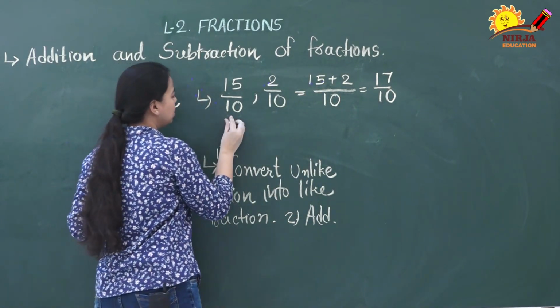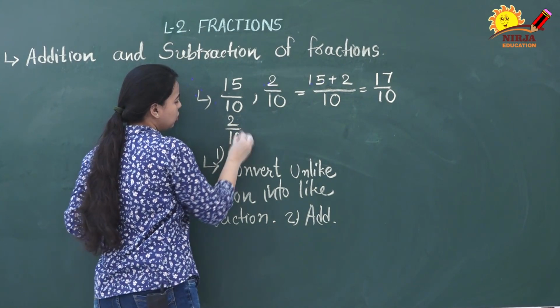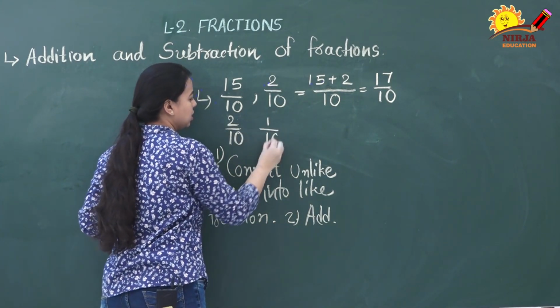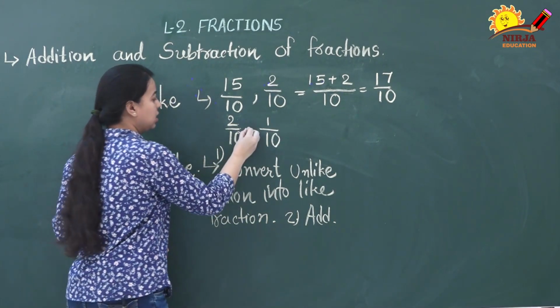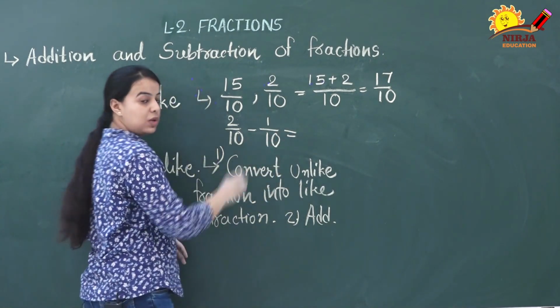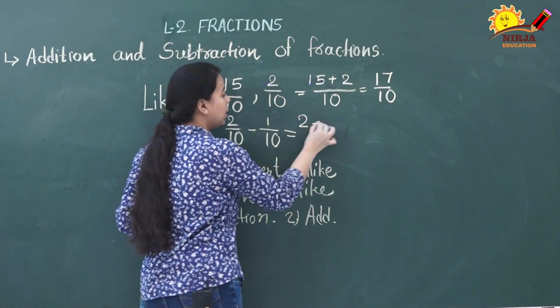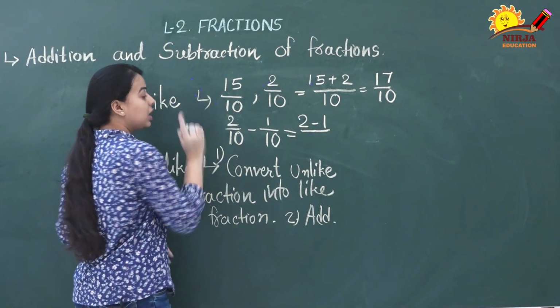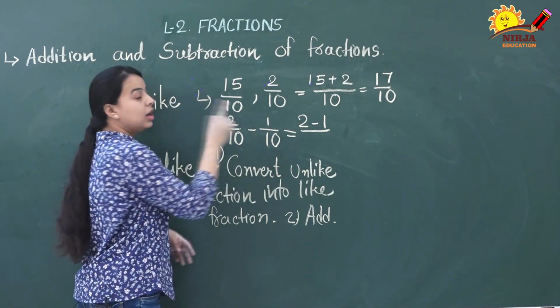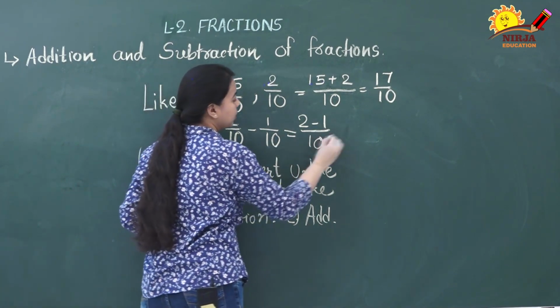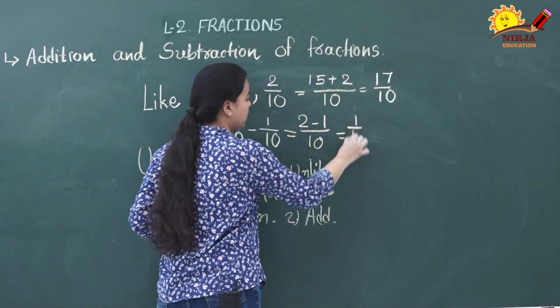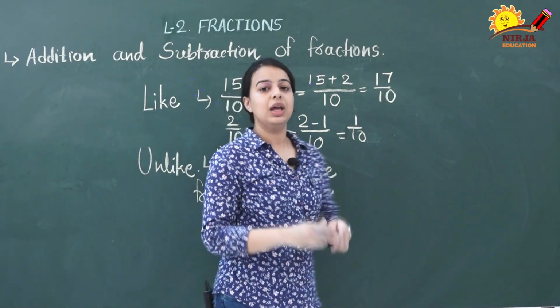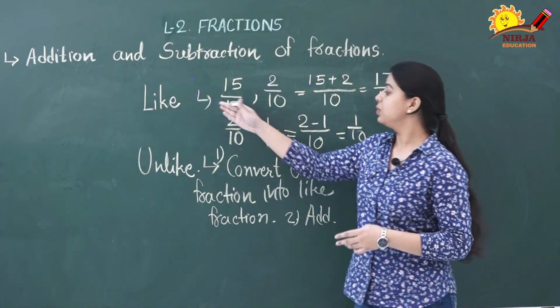Now let's see another example. 2 by 10 and 1 by 10. If we want to subtract, what we need to do is subtract the numerators and put the denominator as it is. Here you do not need to subtract the denominator. 2 minus 1 is 1, so 1 by 10. So this is very easy, how to add and subtract like fractions.